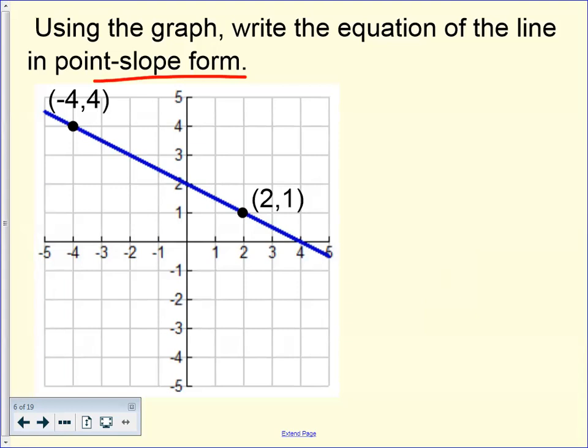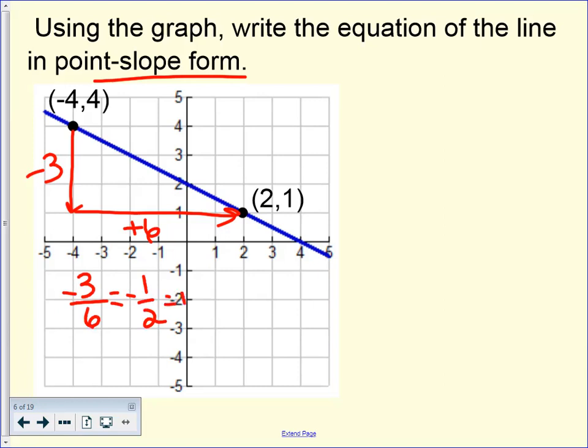When you're given a graph, and this time we got lucky. They even put out what the points were. So all I have to do is find my rise over my run, and count 1, 2, 3. I'm down 3. 1, 2, 3, 4, 5, 6. Right 6. My slope is -3 over 6, which is just -1/2.